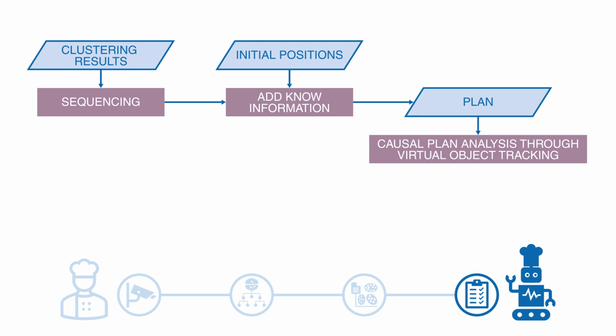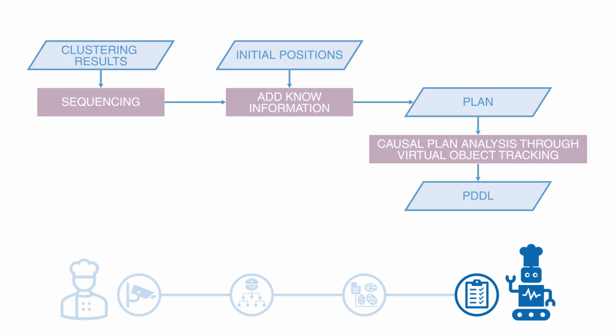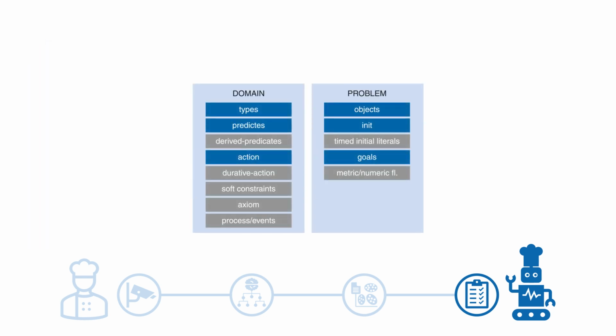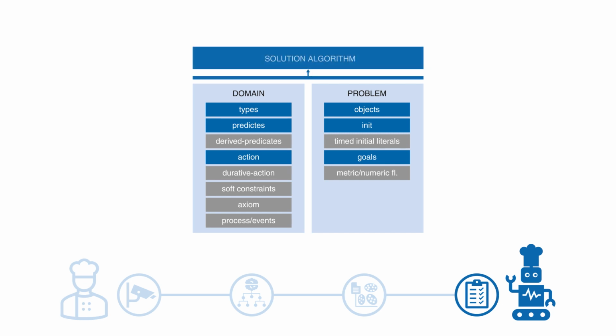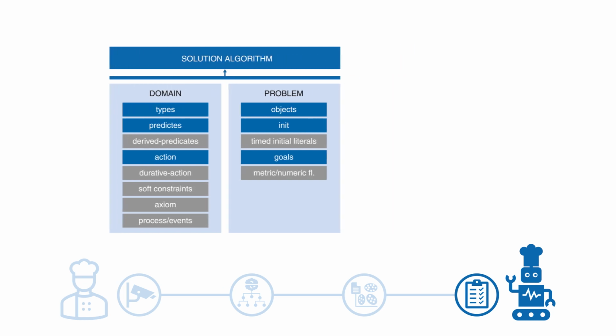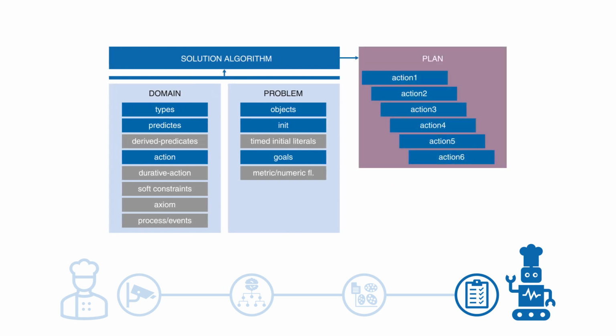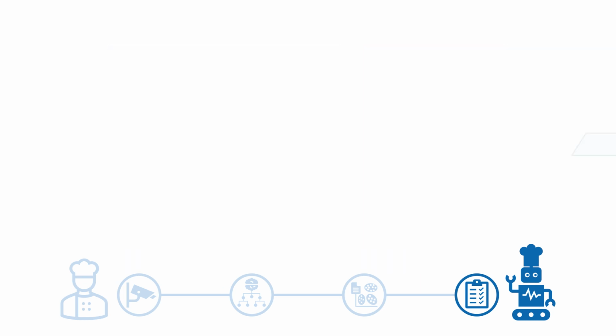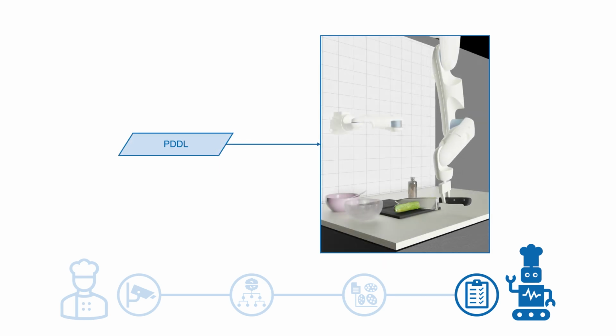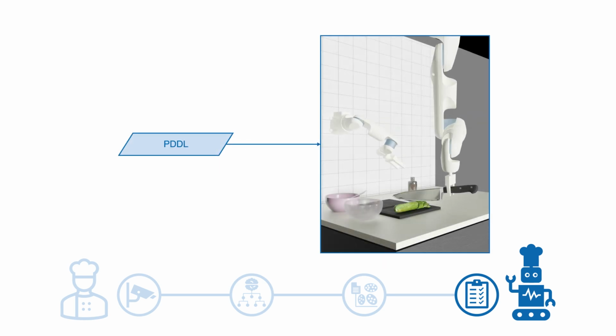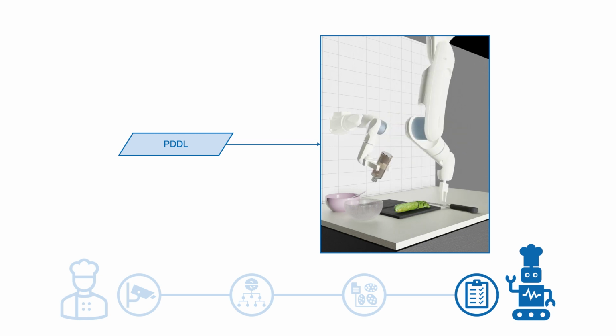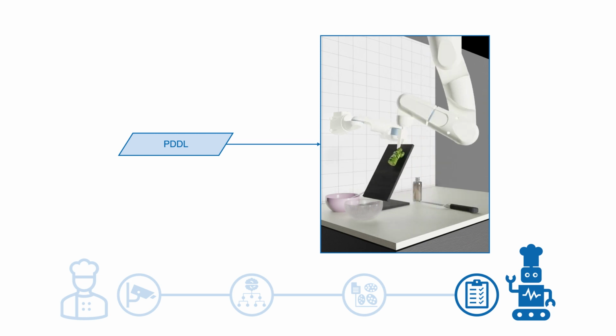The analyzed schedule is transferred to PDDL. A PDDL consists of a domain and a problem, which are transformed into a machine-readable plan using a solution algorithm. This serves as the bridge between the human demonstrator and the robot. The presented solution allows to translate a human-guided demonstration into a PDDL and finally to create a task schedule that can be executed by one or more robots.